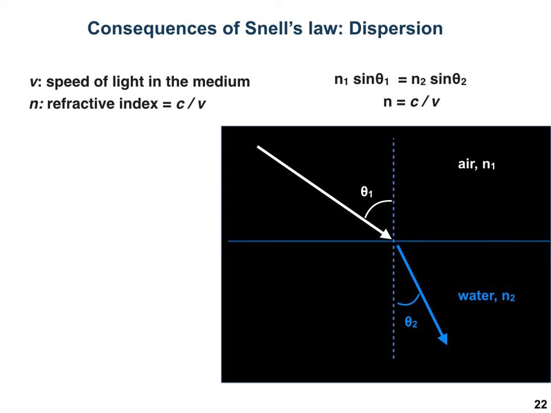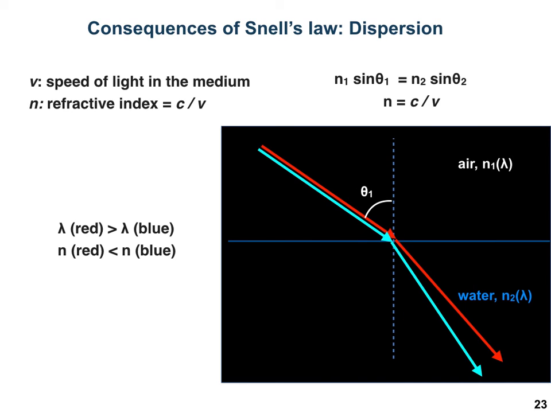There are other consequences of Snell's law. For instance, dispersion. When we talk about light, we assume light is a simple object, but it's not, because light is formed by different light with different wavelengths. The white light comes from the sun. So, for instance, we have red light with a longer wavelength than the blue light. They travel at the same speed in vacuum, but this is not true anymore when they come to other media like water. In water, the red light has a smaller refractive index than the blue light.